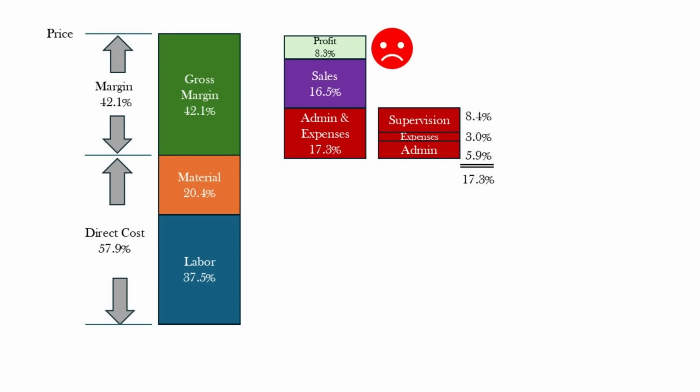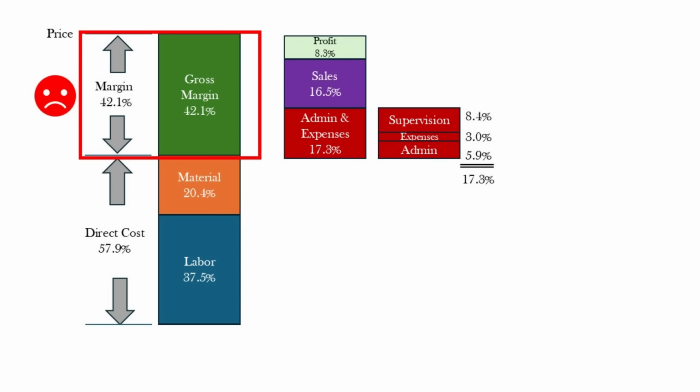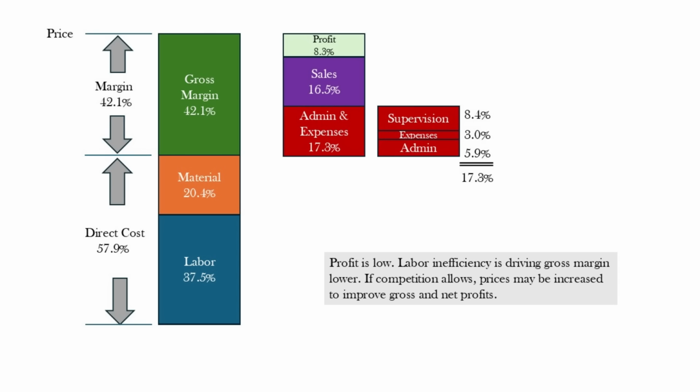Our profit is 8.3% of revenue. This is primarily because our gross margin is only 42.1% of revenue. In our case, this is lower than 50% because of the 80% efficiency that we included in our workforce. Let's not worry about that now. 8% net profit isn't that bad.